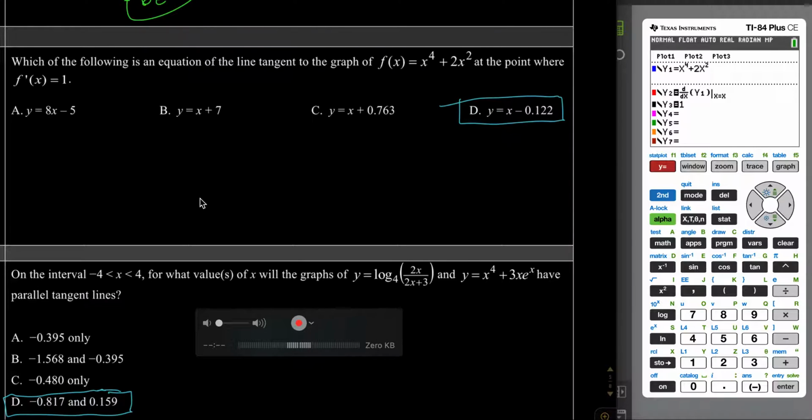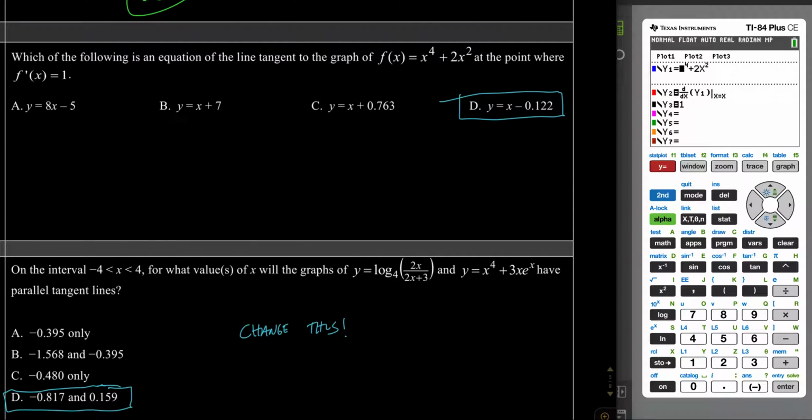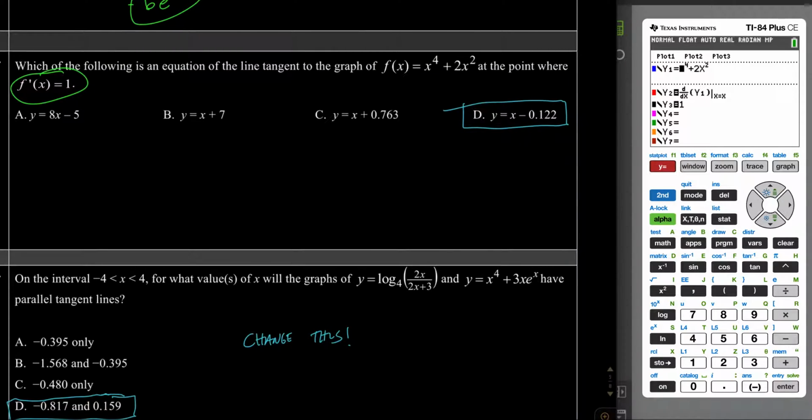Okay, so for number 18, we want to figure out which one of these choices is the equation of the tangent line to the graph at the point where the derivative equals 1. Well, this information here is key. We already know the slope of the tangent line is 1. So I can rule out A because that tangent line has a slope of 8. These all have a slope of 1, so it's one of these three.